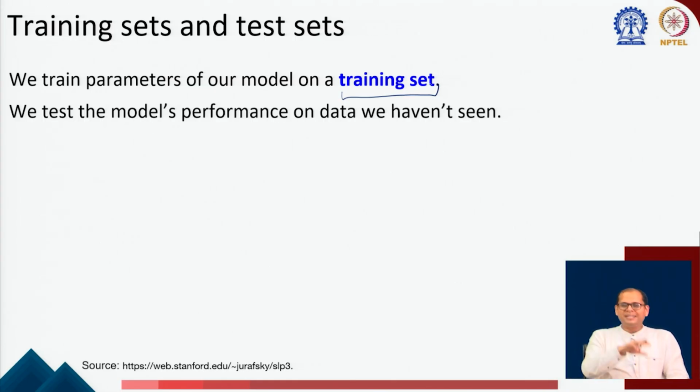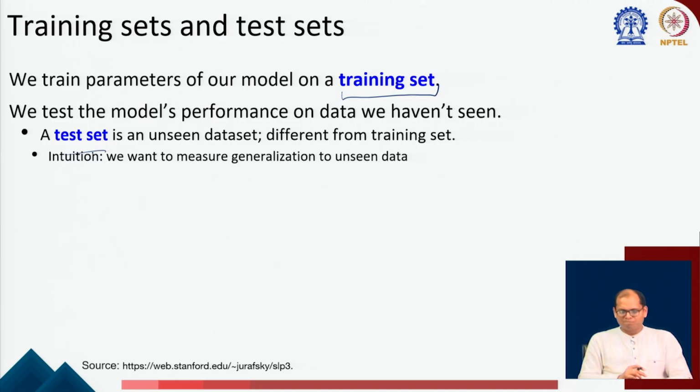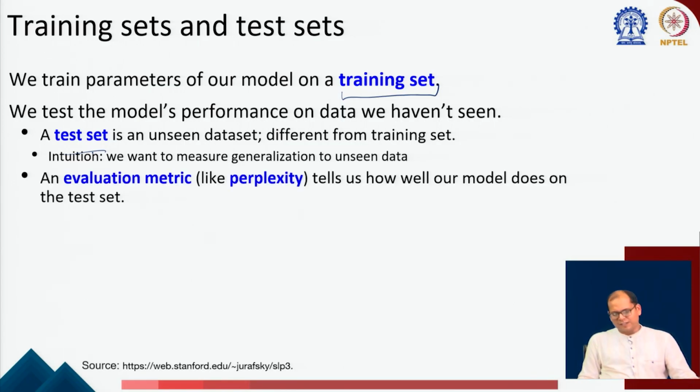Now, when we test the performance, we will do it on data that we have not seen, right? This is what is called a test set. This is unseen test data. That means it has to be completely exclusive, different from the training set. And why? Because we want to measure how good it will generalize on unseen data, because in real world applications, you will find data that has not been seen in the training, right? So, how would your model generalize to that data? That's what is measured by taking an unseen test set. And you would compute an evaluation metric like perplexity on the test data, and it will tell you how good your model is on unseen data.